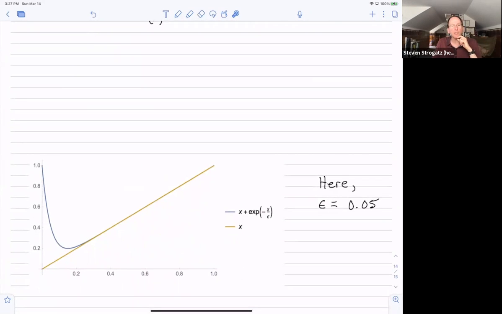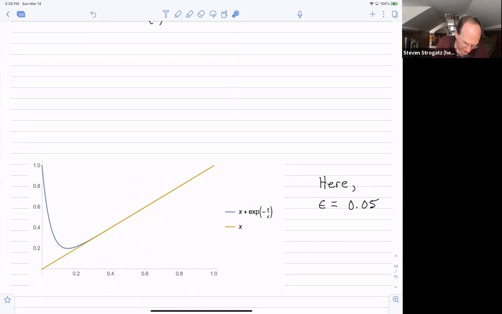The asymptotic approximation, x, is shown as the orange line. The function x plus e to the minus x over epsilon is really working beautifully out here. They're on top of each other. The blue is on top of the orange, but you'll see there's something bad happening down here, where there's a big departure. I've used epsilon of 0.05 in this example.